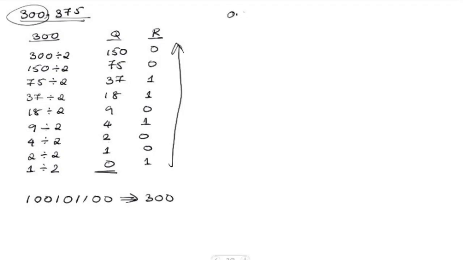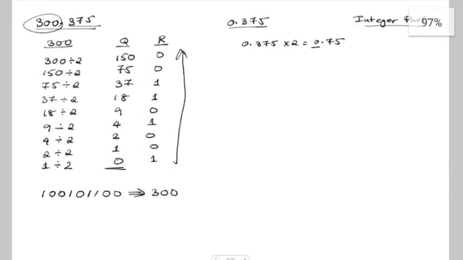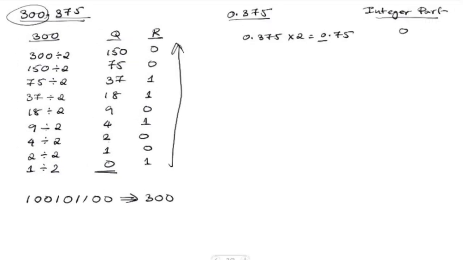So we can say 0.375, and we'll convert this to binary digits. So here now we'll write the integer part down. So we have 0.375 times 2 is equal to 0.75. The integer part here is the number before the decimal, which is 0. So we write here 0.